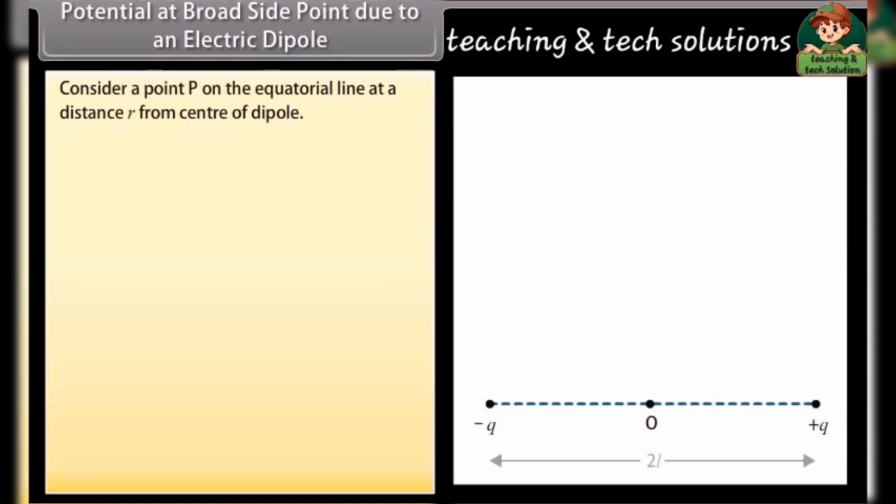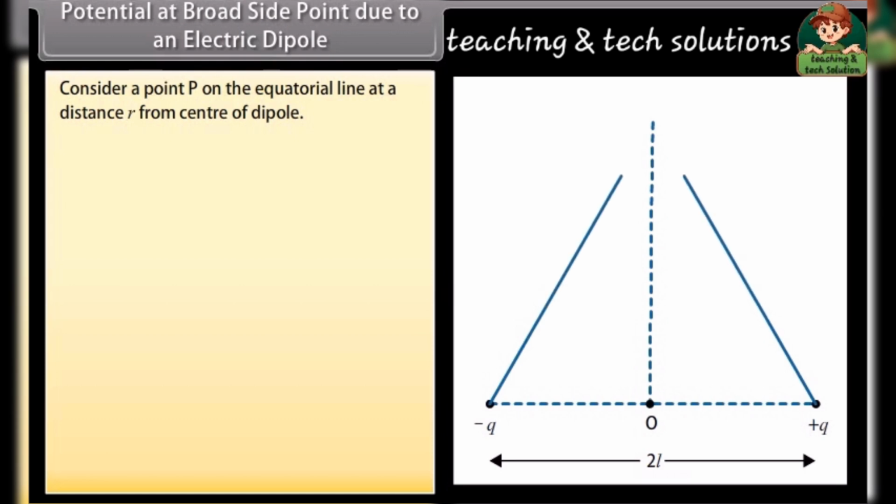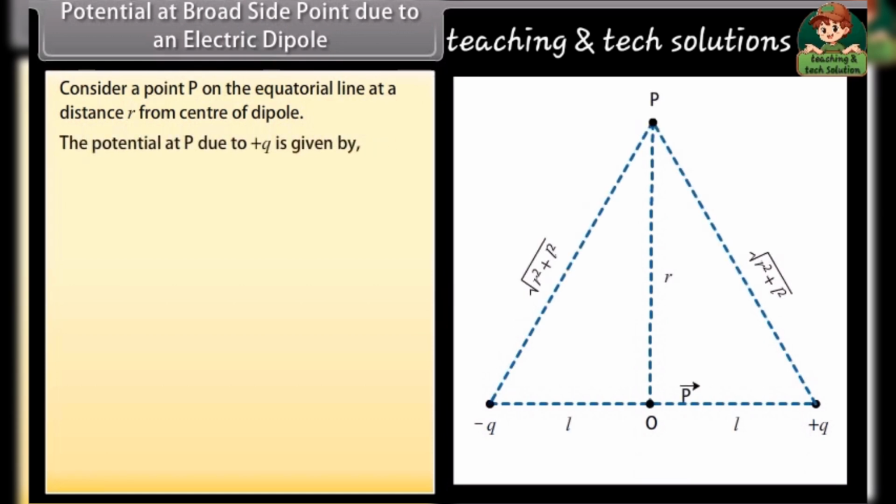Potential at broadside point due to an electric dipole. Consider a point P on the equatorial line at a distance r from the center of dipole. The potential at P due to plus q is given by V positive equals 1 upon 4 pi epsilon naught multiplied by q upon under root r square plus L square.